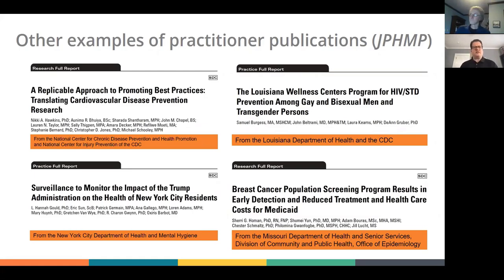Yeah, so here I just want to take a moment to point out a few things. One is you can definitely do it. Here we have articles from the CDC, from the Louisiana Department of Health, from the New York City Department of Health, and from the Missouri Department of Health and Senior Services. So, 3 different levels of public health practice, everything from the city level up to the national level. And all of those found a home. We were very happy to publish all of these articles.